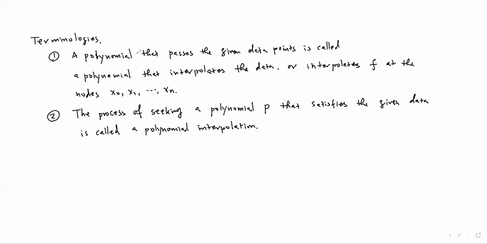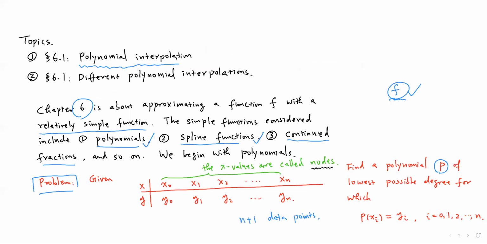Here in section 1, we use polynomials to pass through all the data points. If we use spline functions, yeah, here I mention spline functions, to pass all the data points, then the process is called spline interpolation. If we use continued fractions to pass all the data points, then the process is called continued fraction interpolation.